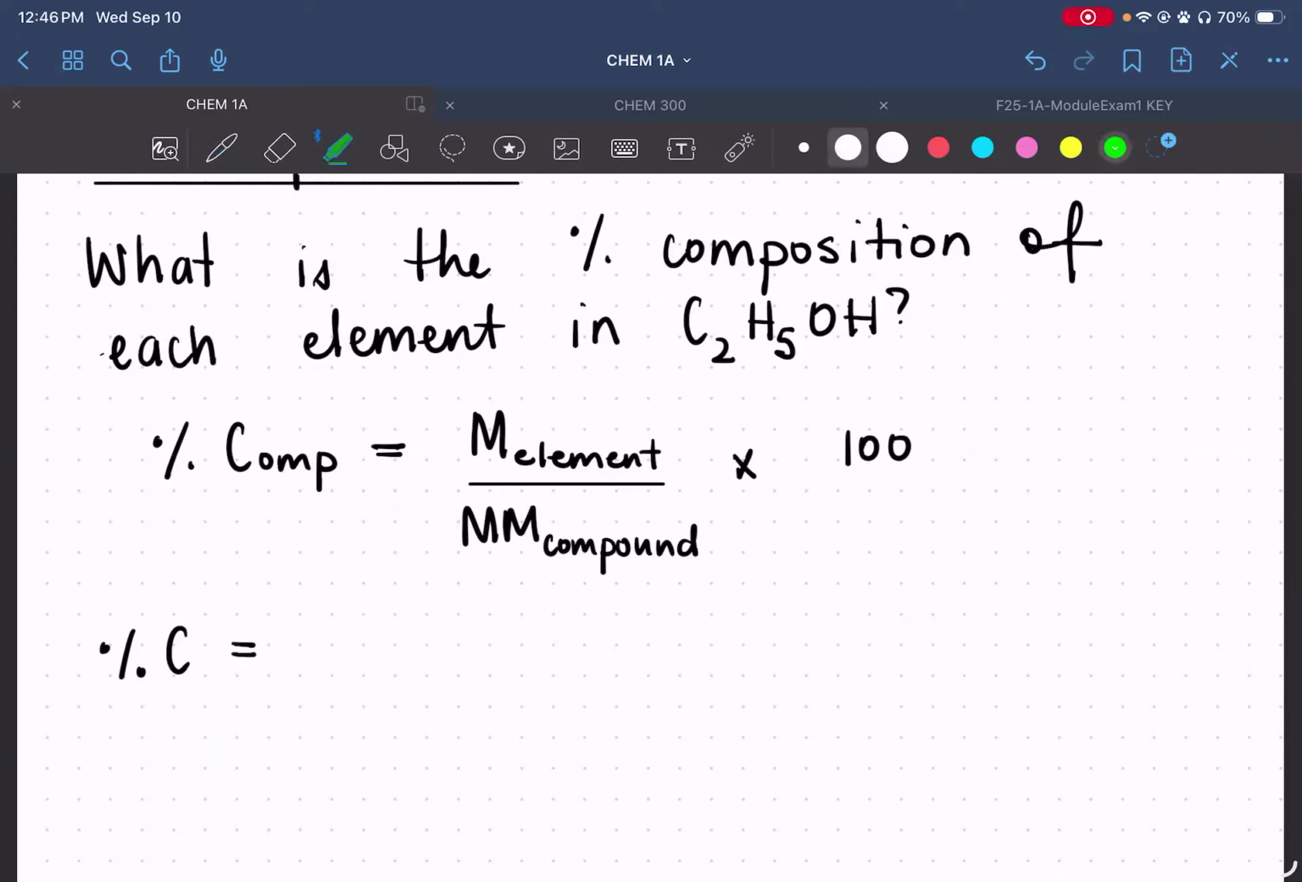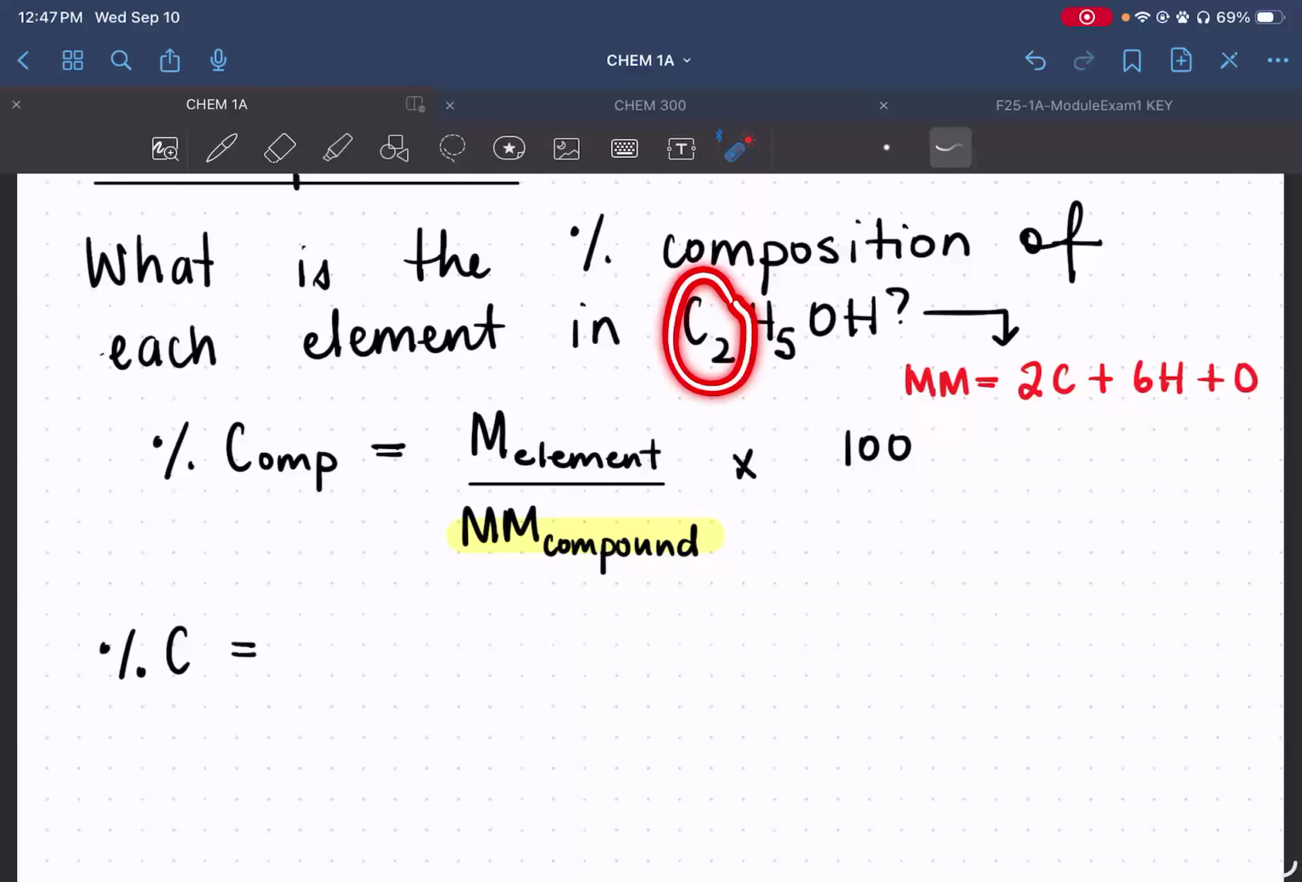Obviously, in all of these cases, we will eventually need the molar mass of the compound. So let's just take a second to identify that. The molar mass is going to be equal to, let's see how many atoms there are. We have 2 carbons, we have 6 hydrogens, and we have 1 oxygen. Recognize where those numbers are coming from. C2 tells us we have 2 carbons. We have an H5 and another H, so 6 hydrogens in total. And we have that single oxygen right there.